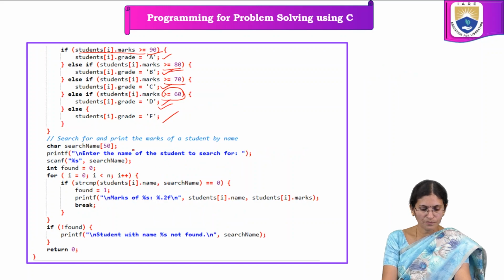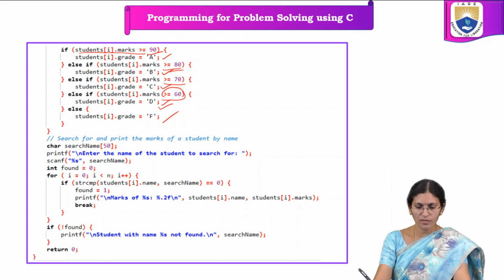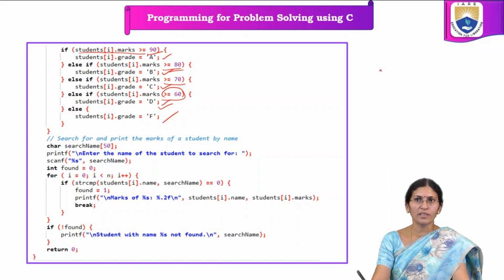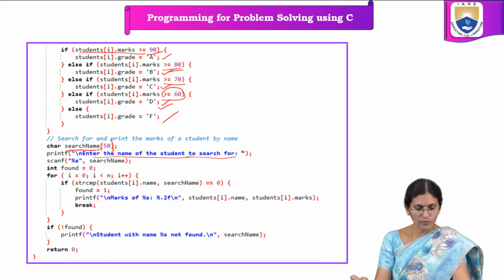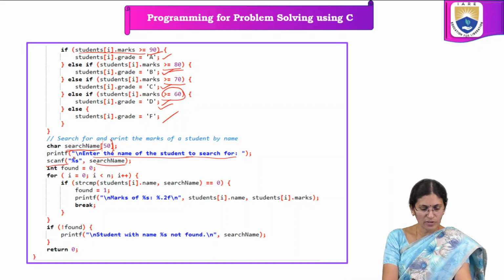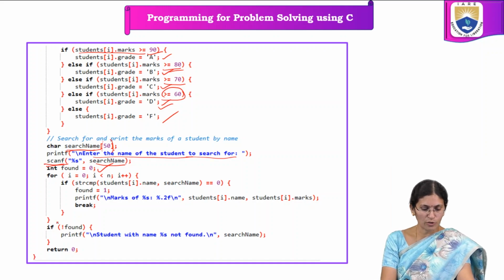Now suppose we need to search for a particular student, we can search by using the name. That is what this searchname variable holds. It is an array of character type. So we need to enter the name of the student to search for, and that is read by using the scanf function. We have declared one more integer variable, found is equal to 0. And then we have written a for loop here.